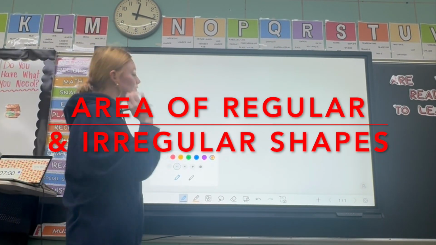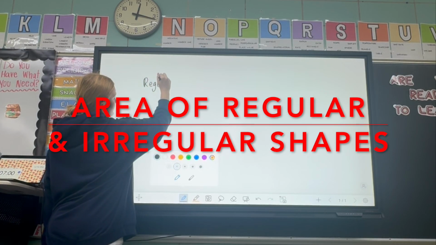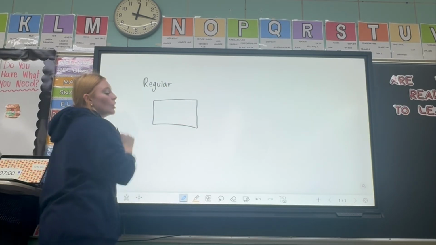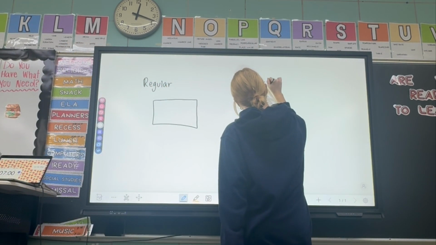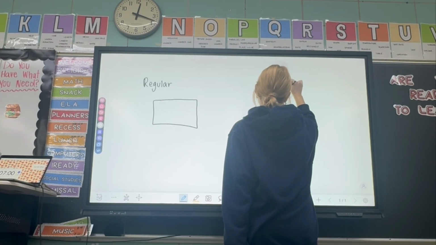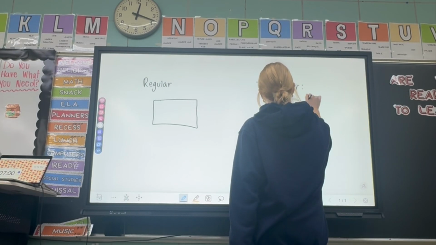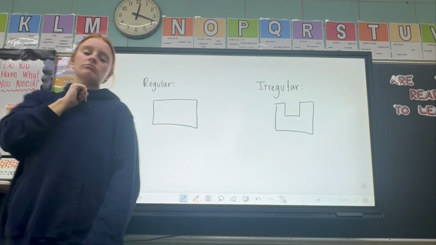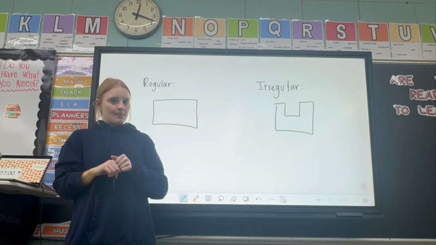Let's do a little review of regular and irregular shapes. A regular shape is going to look like either a rectangle or a square in this case. An irregular shape is going to look not like a rectangle or a square. You can see there's part of it that's missing.